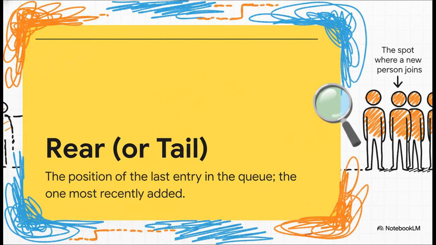And of course, at the other end, we have the rear, or the tail. This is the end of the line. This is the spot where a new person joins in and starts waiting.